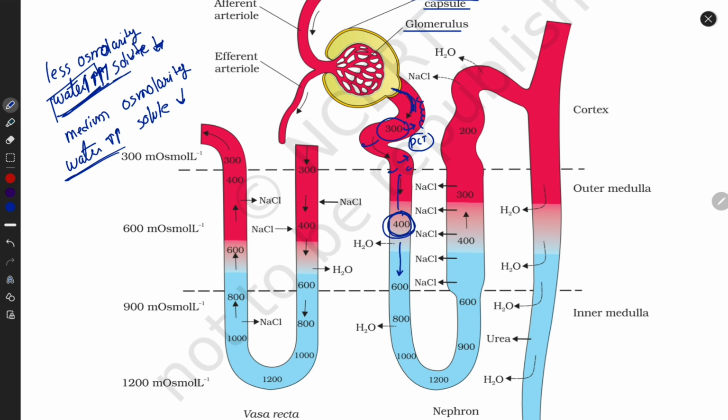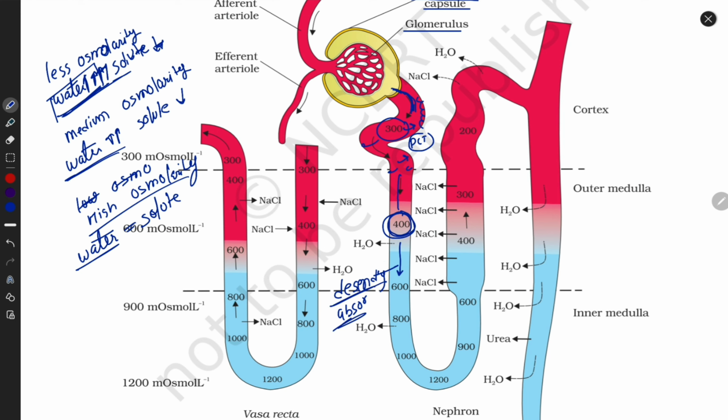Now what is the function of the loop of Henle? They absorb at the descending limb. This is the descending limb. It also absorbs water. Now the osmolarity is high, meaning water and solute are both equal, because water is absorbed by the descending limb of the loop of Henle. Here the osmolarity is very high.